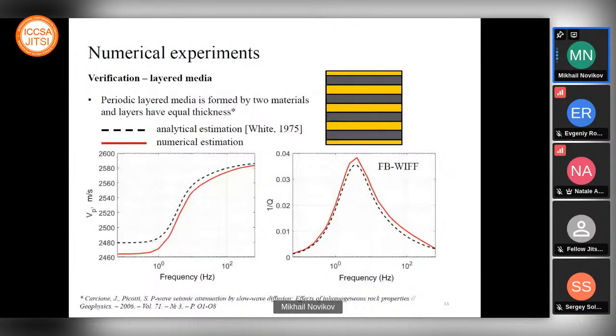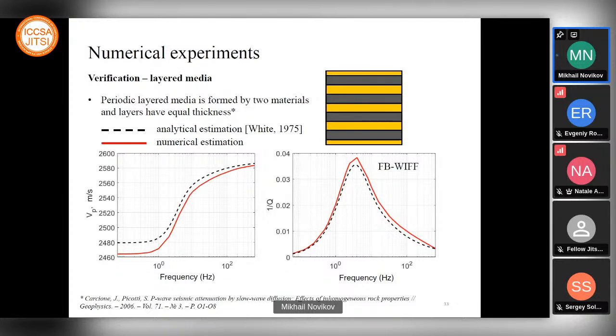The last part of the presentation is the numerical results obtained by the presented algorithm. We performed three sets of experiments in total. The first experiments were performed to verify our algorithm. Here we consider quite simple layered media with two materials forming layers of the same thickness, as shown in the slide.